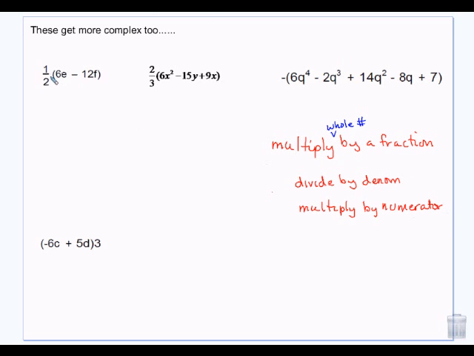Okay, so here I've got a 2, so I'm going to divide by 2. 2 goes into 6 3 times, and 2 goes into 12 6 times. Now I have a 1, so I would technically be multiplying by the 1, but I don't really have to multiply by 1 because it doesn't change anything. So that becomes 3e minus 6f.